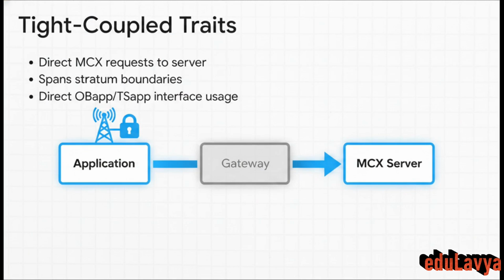What this really means in practice is that mission-critical, or MCX, requests are fired directly from the application straight to the MCX server. It completely bypasses the need for gateway translation. Because it's directly using those OB-APP or TS-APP interfaces, a tight-coupled application gets immediate, ultra-low latency access to the network.